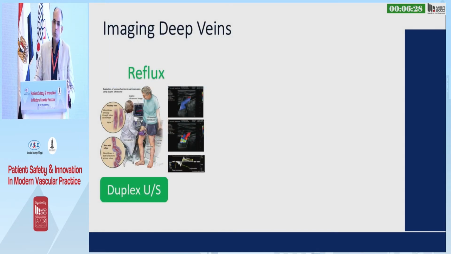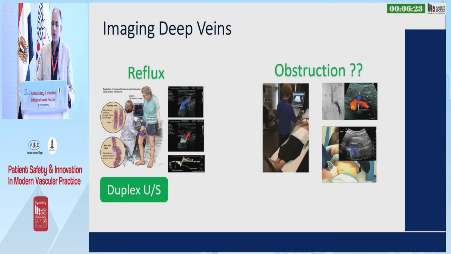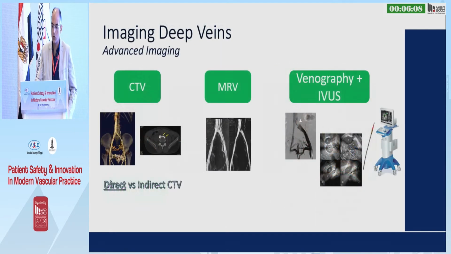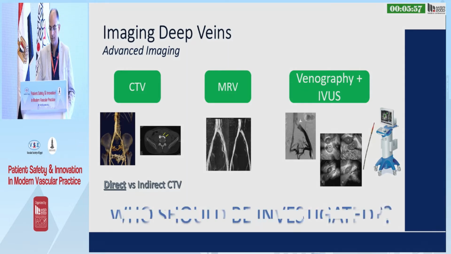About the imaging, we use duplex ultrasonography. Of course, it's the perfect way to assess for reflux. However, for obstruction, duplex has its own limitations. In order to get a meaningful assessment of the outflow, it needs a special machine, a special operator, and a special patient, because in obese patients it's very difficult to assess for obstruction and needs a special examination protocol. So the best way to assess the deep veins is usually using CTV or MRV, or in some patients just taking the patient to the cath lab for venography and IVUS.